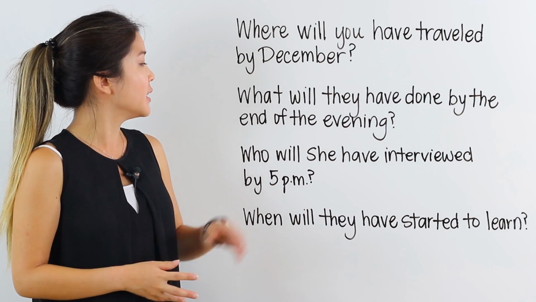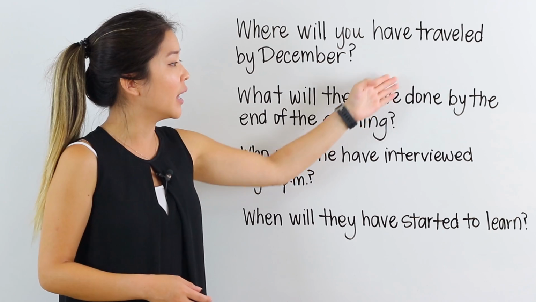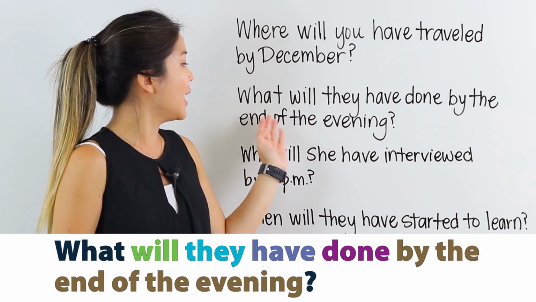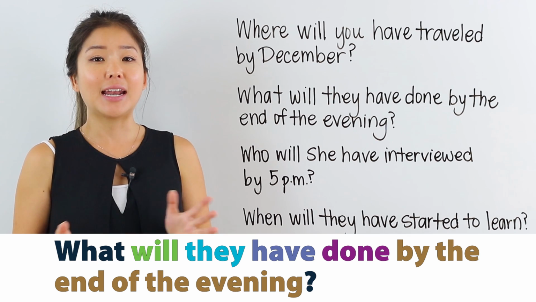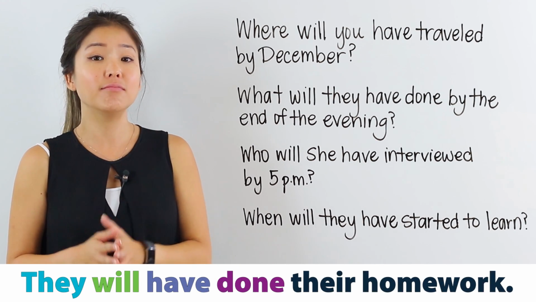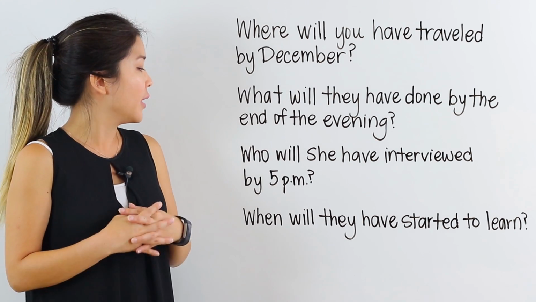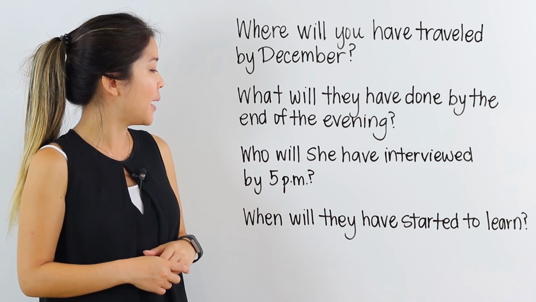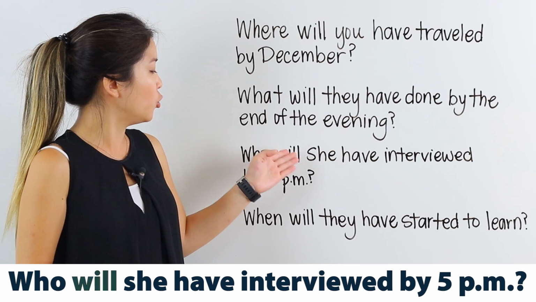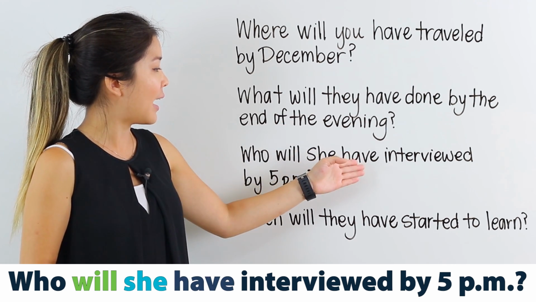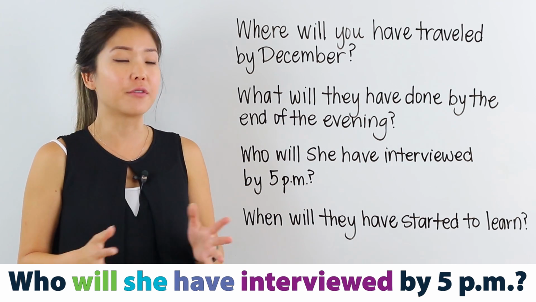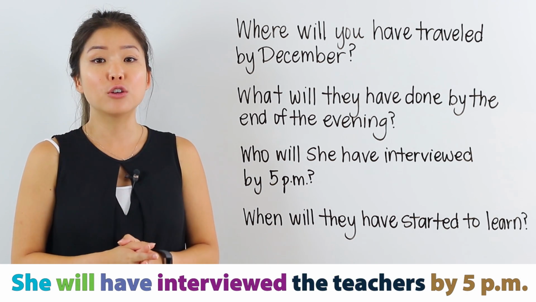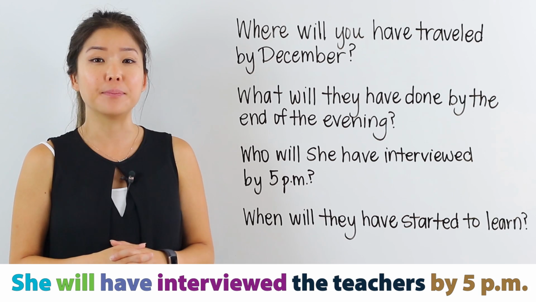The next question says, what will they have done by the end of the evening? Done is the past participle of do. I can answer by saying they will have done their homework. The next question says, who will she have interviewed by 5 p.m.? Again, who will, the subject, have, and the past participle of the verb. I can answer this question by saying she will have interviewed the teachers by 5 p.m.